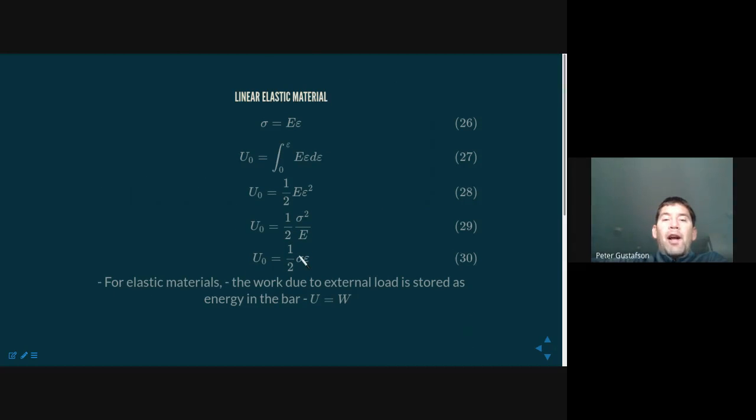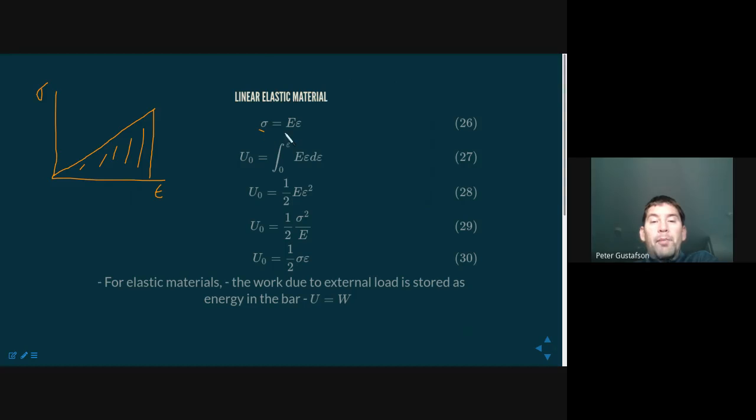Let's apply that concept to a linear elastic material. What does linear elastic mean? Well, it's pretty straightforward, right? It's linear, that's the point. So here we have a linear response. Again, now we're looking at the area under this curve is the strain energy density.